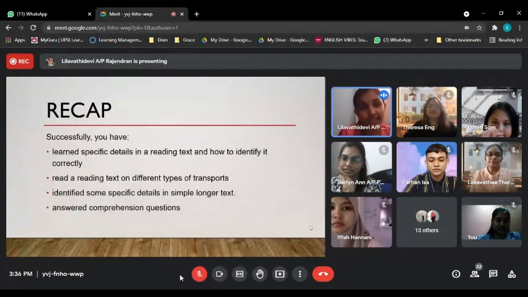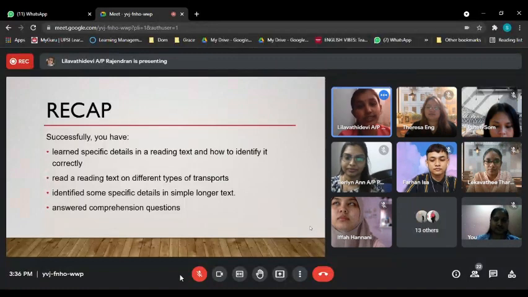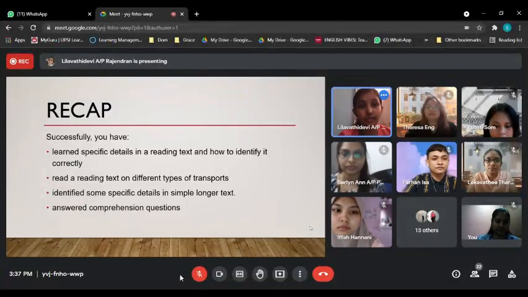So today, you have successfully learned about specific details, and you have learned the technique to identify it, which is scanning. And then you also gained your knowledge by reading on the different types of transports: donkeys, railways, and airplanes. And then you identified the specific details in the text. And finally, you answered 5 out of 5 correct answers for comprehension questions.